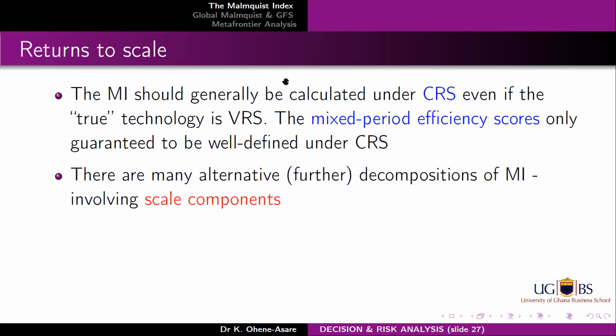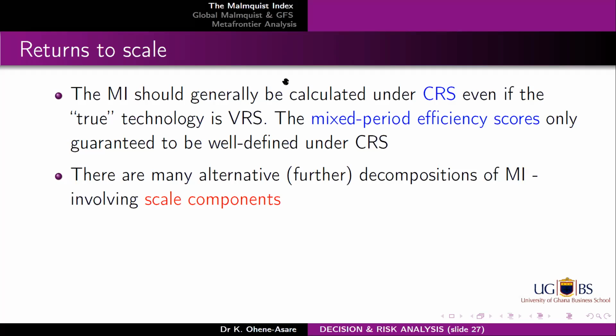Okay. They are guaranteed to be under CRS instead of under VRS. That is a cross-period efficiency score.